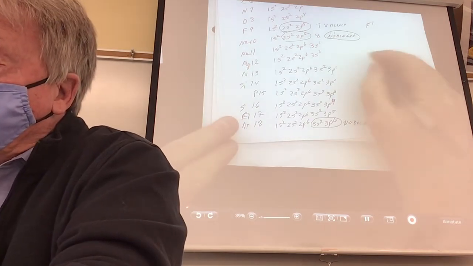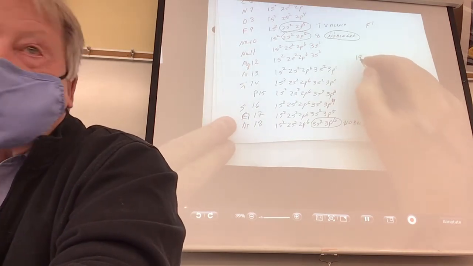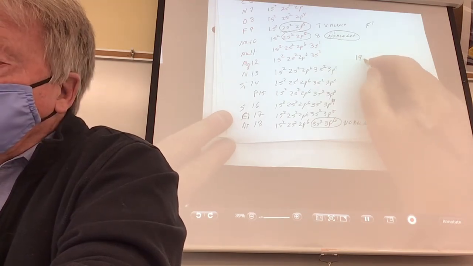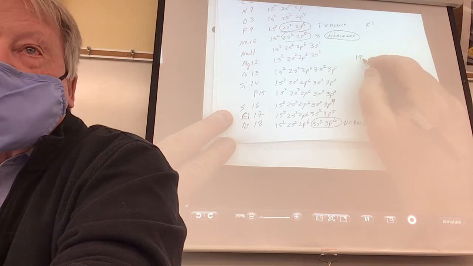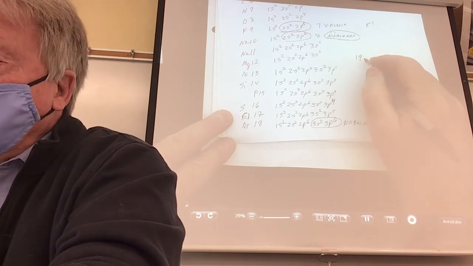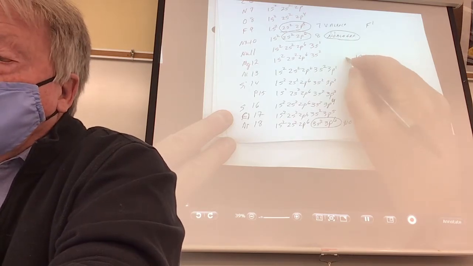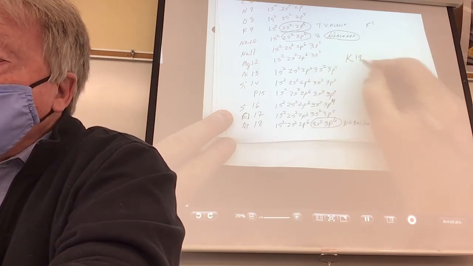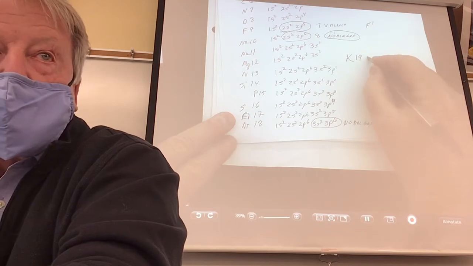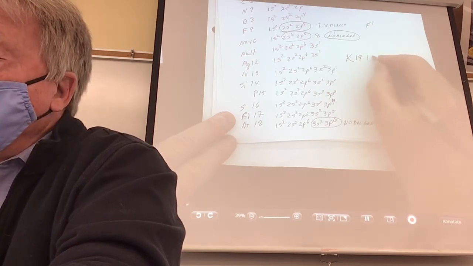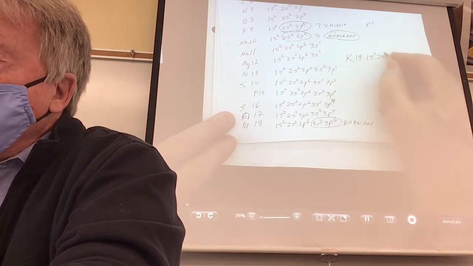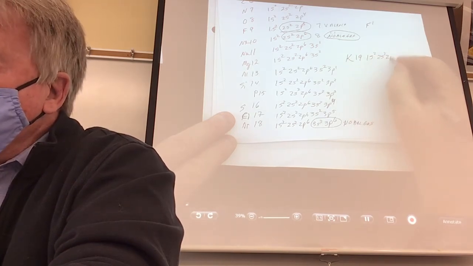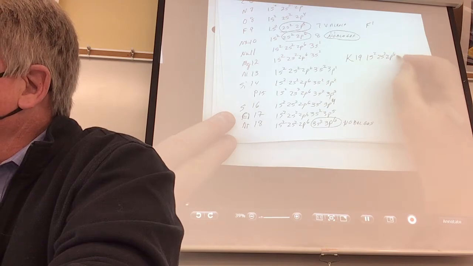I'm running out of room here, so I'll do number 19 right here. And Madison, what's element 19? Potassium? Okay, where are you going to park 19 electrons? Wait, you're going too fast. 1s2, 2s2, what? Okay.